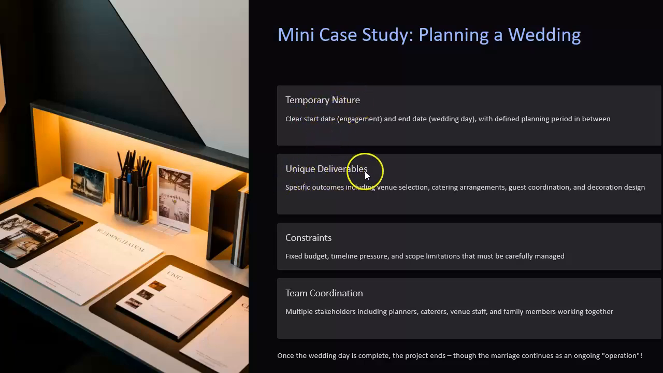The second part is unique deliverables: specific outcomes including venue selection, catering arrangements, guest coordination, and decoration design. Constraints like a fixed budget, timeline pressure, and scope limitations must be carefully managed. Team coordination involves multiple stakeholders including planners, caterers, venue staff, and family members working together. Once the wedding day is complete, the project ends, though the marriage continues as an ongoing operation. So we understand the concepts we have learned so far.